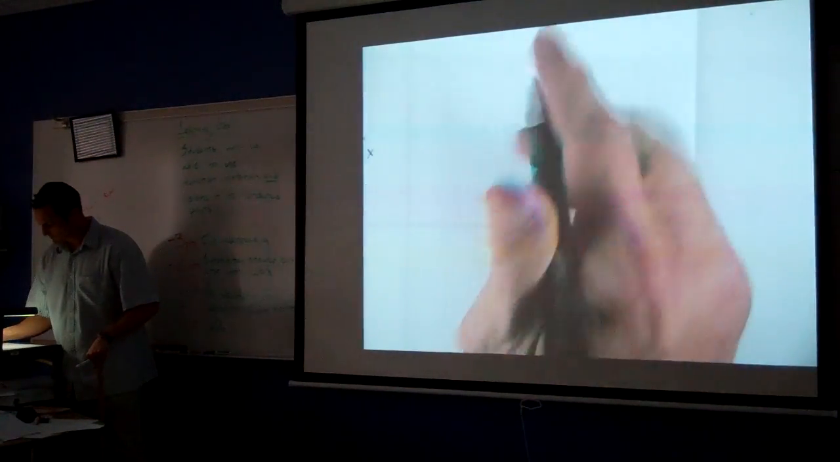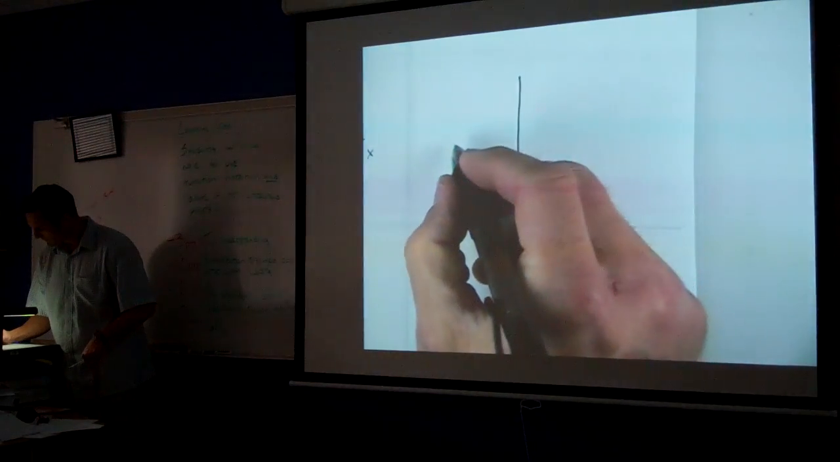We also have a case where there is an undefined slope.